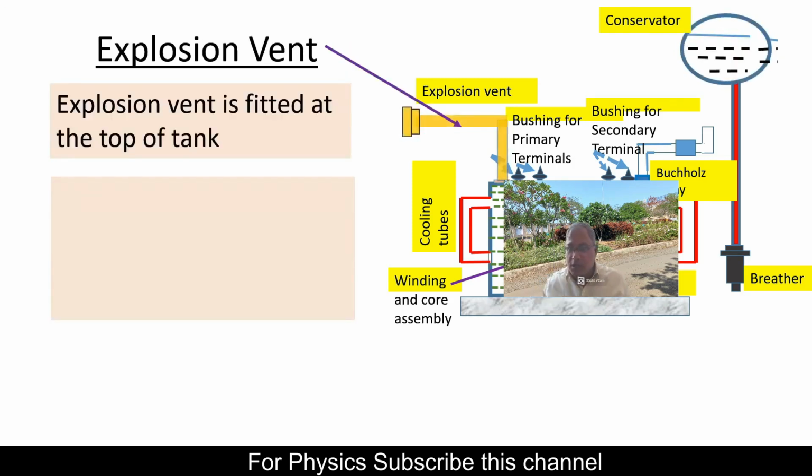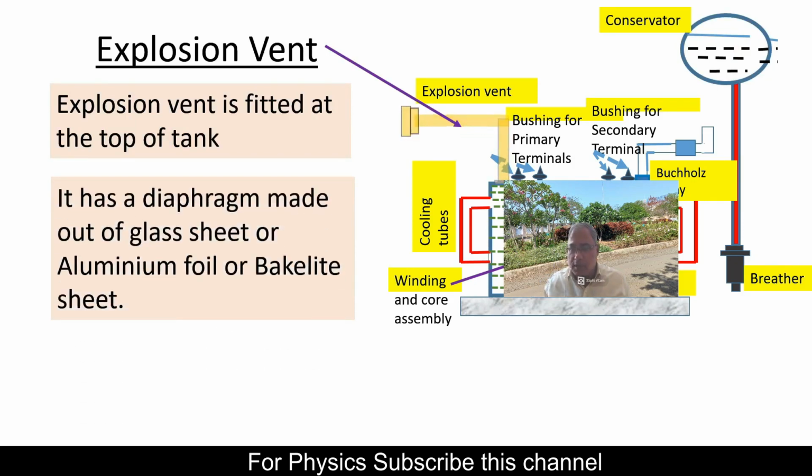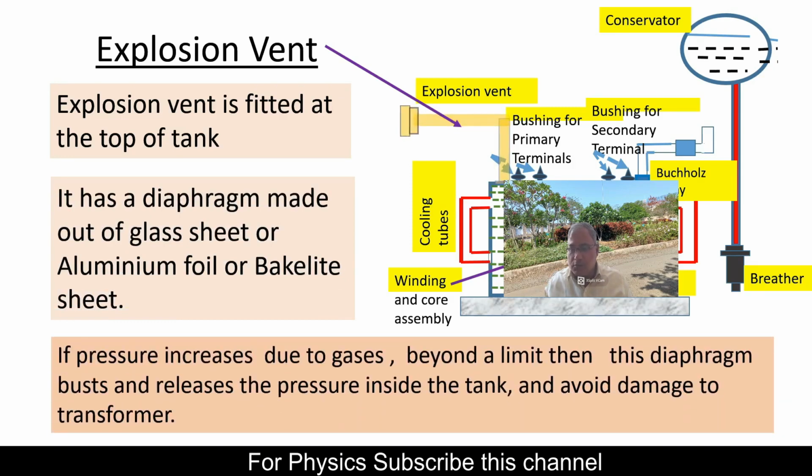Explosion vent. The explosion vent is fitted at the top of the tank. It has a diaphragm made out of glass sheet, aluminum foil or bakelite sheet. If pressure increases due to gases beyond a limit, then this diaphragm bursts and releases the pressure inside the tank and avoids damage to the transformer.